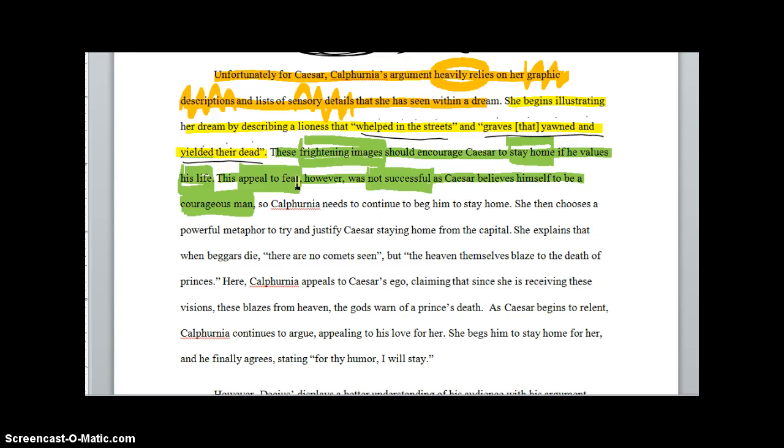We'll continue taking a look at this essay in the next piece. So keep your highlighters out.